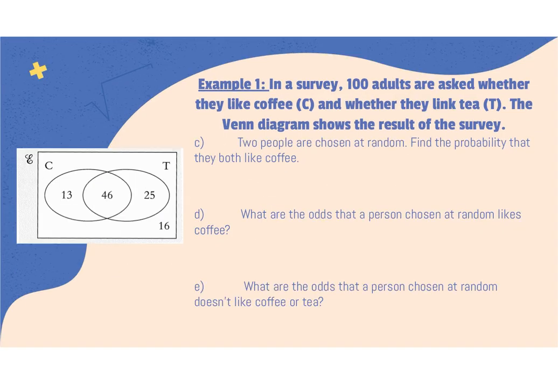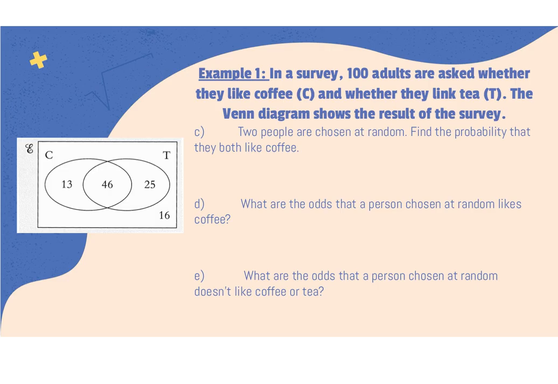Two people are chosen at random. Find the probability that they both like coffee. This is a situation where you are going to multiply. If they both like coffee, that's 46 and 13, so 59 people out of 100 like coffee. Once I've chosen that person, I have to find another person that likes coffee. Sorry, not out of 100. Taking away one person, that's 58 out of 99. So that's 3,422 over 9,900, which is 0.346.